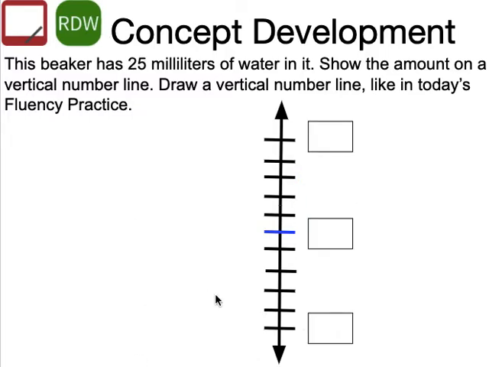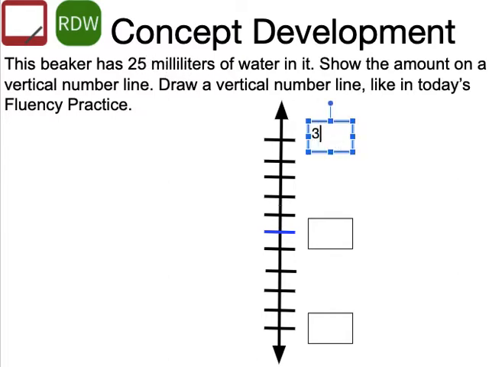And one last example, guys, and then we're going to do our exit ticket. This beaker has 25 milliliters of water in it. Show the amount on a vertical number line. Okay, so we're talking about the number 25. Now, 5s are tricky. When you're rounding a number where the ones place has a 5 in it, you're always going to round up. So when we round up, 25 rounds up to 30.